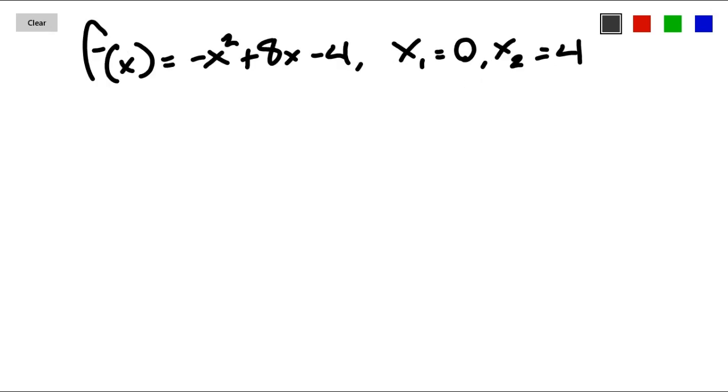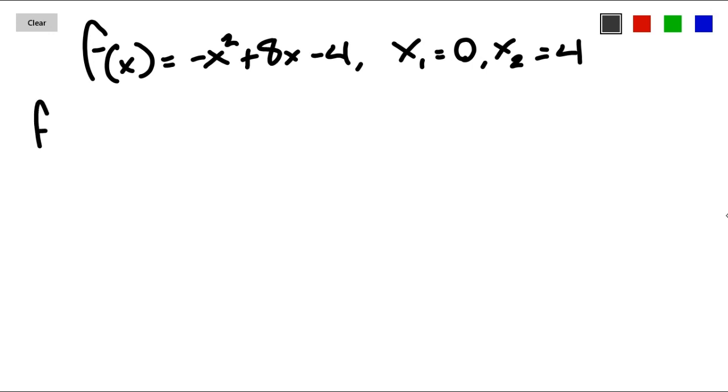So let's say that I had the function f of x is equal to negative x squared plus 8x minus 4, and the two x values across which I want to take the average rate of change are 0 and 4. So if I want to find the average rate of change between these two x values, I first need to find what the function is equal to at these two x values.